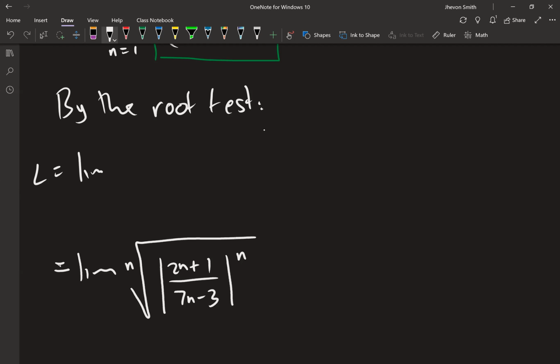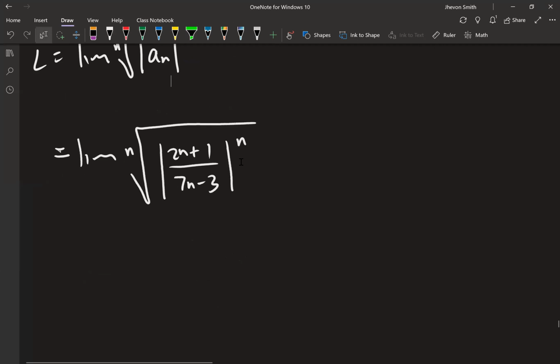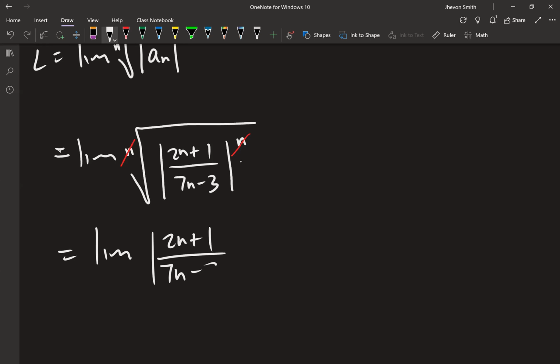So I would find the limit of the nth root of the absolute value of a_n, which is this. Now, what's nice about this is that the nth root and the nth power will cancel each other, which is why it's really nice when you see something like that to an nth power. And then that just leaves us with the limit of (2n+1)/(7n-3).